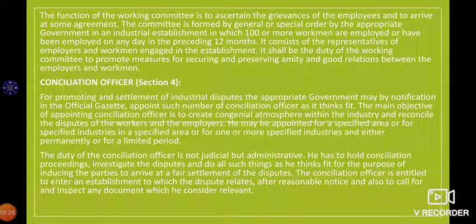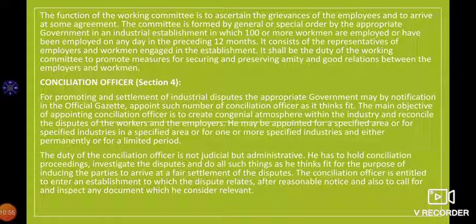Section 4 says, for promoting the settlement of industrial dispute, the appropriate government may, by notification in the official gazette, appoint such number of conciliation officers as may be appropriate. The main objective of appointing a conciliation officer is to create a congenial, friendly atmosphere within the industry, and reconcile the disputes of the workers.